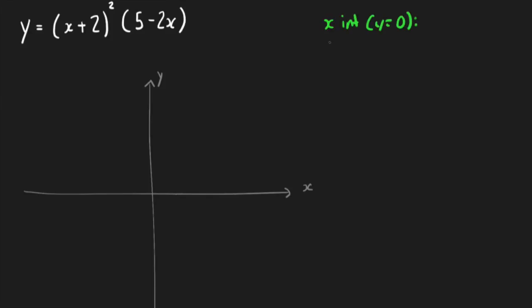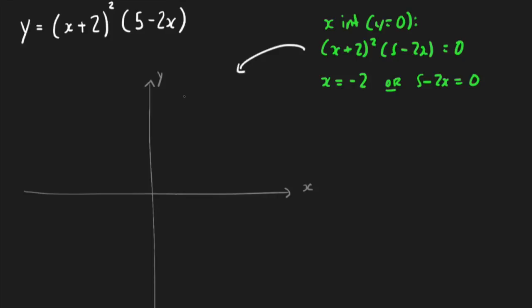So x-intercepts are when y equals 0. Okay, that means that (x + 2) squared times (5 - 2x) is equal to 0. Now, I'm going to take a shortcut here. I'm going to say x is equal to -2, or 5 minus 2x is equal to 0. How have I taken this shortcut? Well, I've just omitted the lines where I've explicitly stated that I'm using the null factor law. So what comes in between here would be (x + 2) squared is equal to 0, or 5 minus 2x is equal to 0.